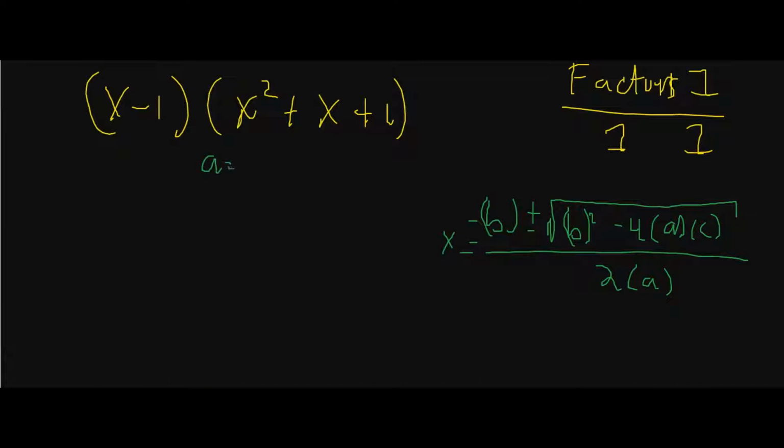This is a is equal to, well, this is just like a 1 in front of x squared, so 1. B is equal to 1 because there's like an invisible 1 in front of x. And we're going to get c is equal to 1. Okay, so let's go ahead and do this problem.